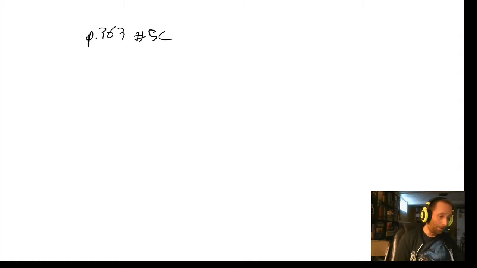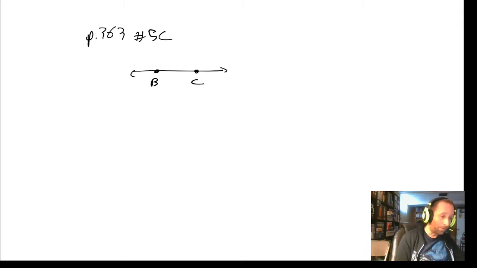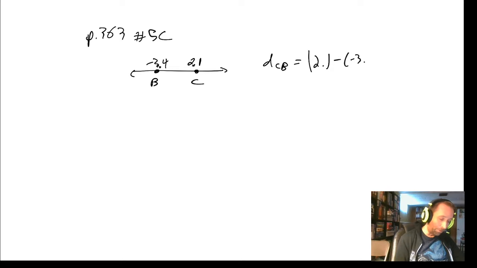So for 5C, this is the distance problem, and we want to find the distance from C to B. We have B, we have C. B is at negative 3.4. C is at 2.1. The reason I want to do this is because when I looked at the solution key, I noticed it was always subtracting the smaller number from the larger number. That's not necessarily the case. So if we want the distance from C to B, we could do this as 2.1 minus the location of B, which is negative 3.4, which is the absolute value of 5.5.